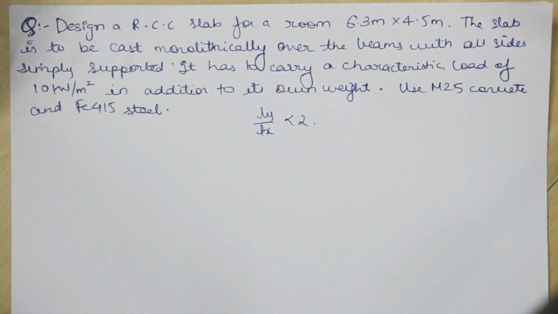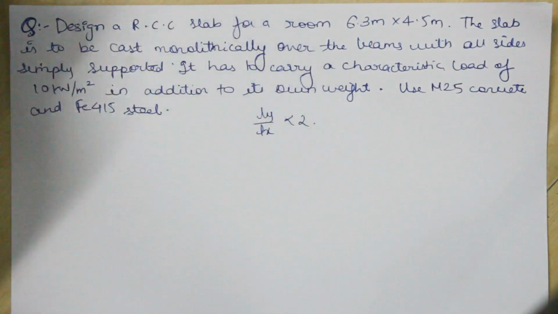Today's video will be on two-way slabs. We will discuss design of RCC slabs according to the IS code provisions. So first, let's see what is a two-way slab. A two-way slab is a slab in which the aspect ratio of the slab is less than 2, and it can be simply supported at the ends or it can be restrained at the corners.